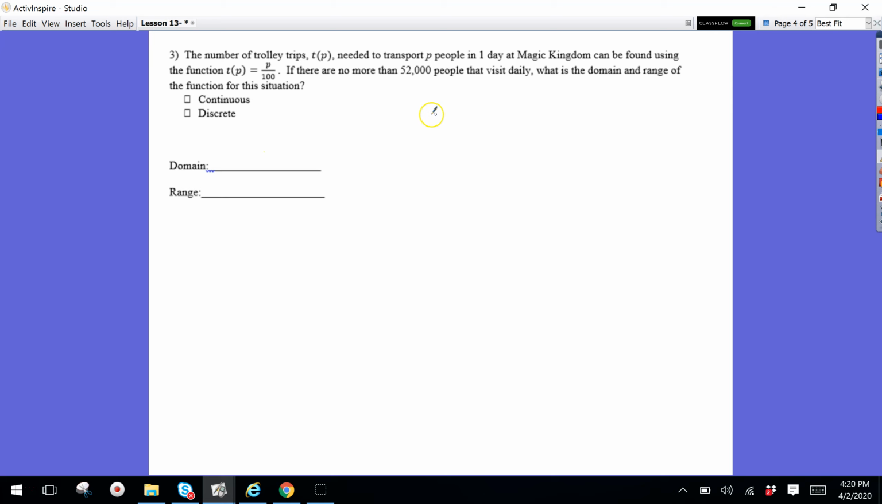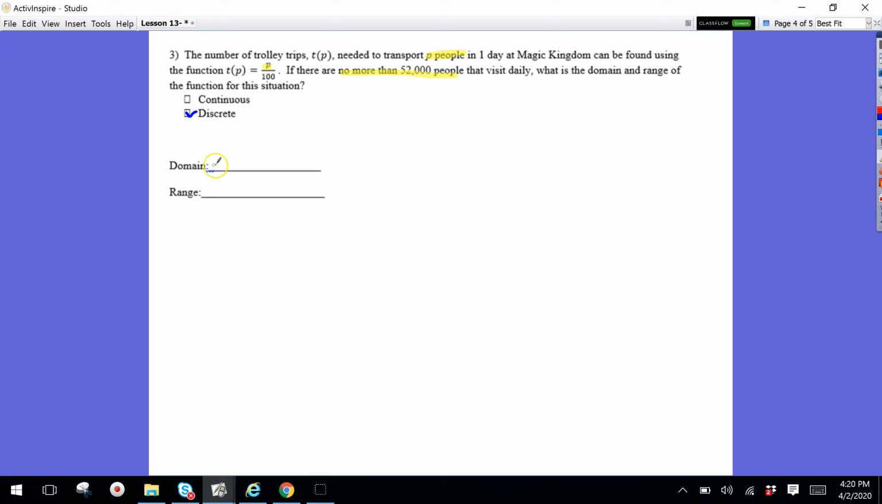So first of all, let's identify our input here. Our input here is P, and they're telling me here that P means people. And so they're telling me that I can have no more than 52,000 people. Well, let's think about people. Well, you can either have 1 people, 2 people, 3 people. So this is a discrete situation. Yes, it's a lot of people. 52,000 is a lot, but it's not all of the real numbers between 0 and 52,000.